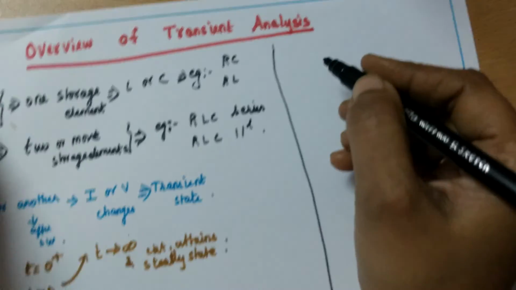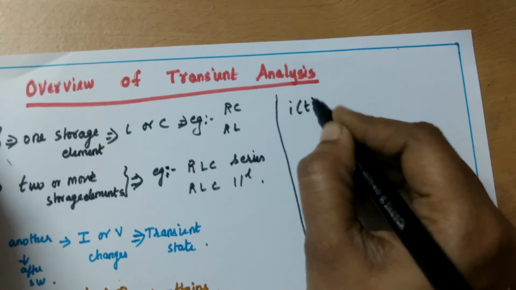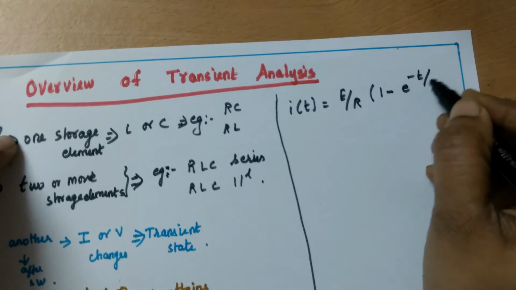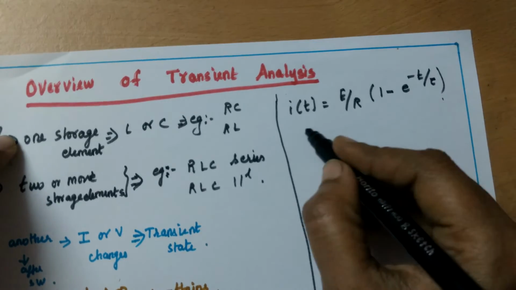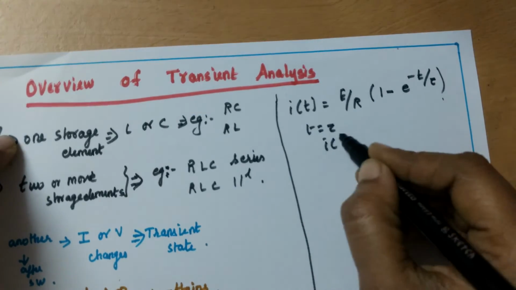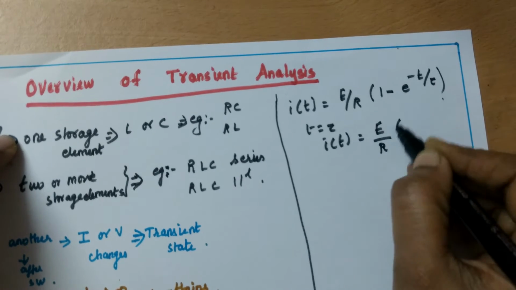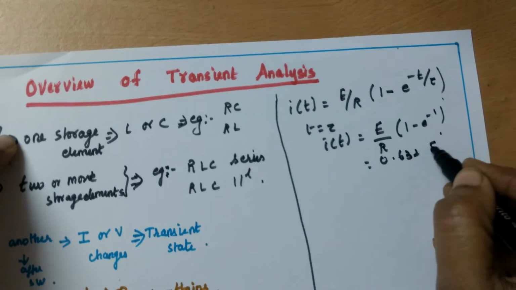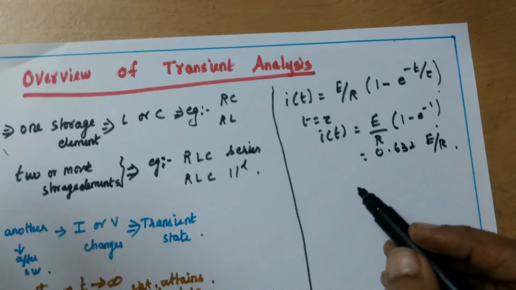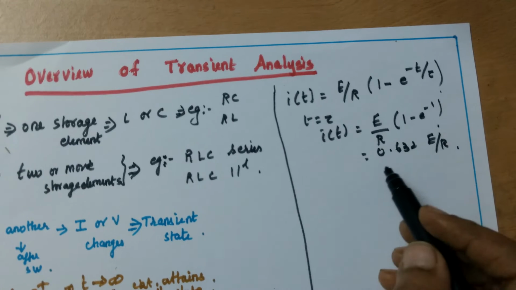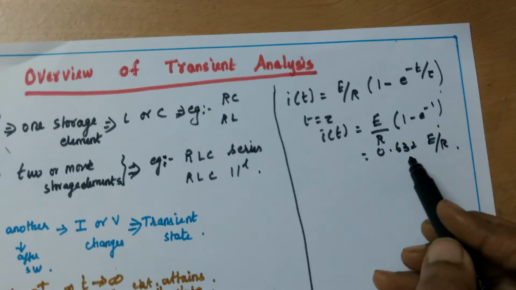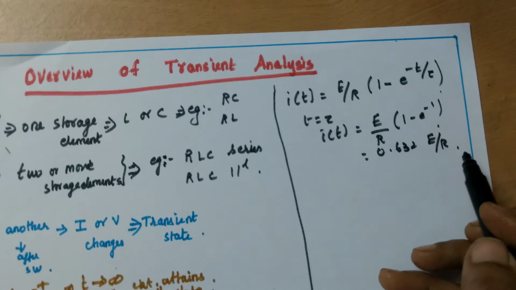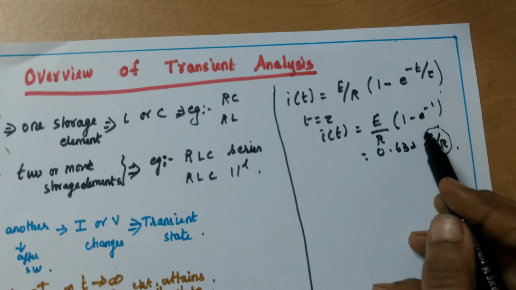So here I of t is E by R into 1 minus e power minus t by tau. So when t equal to tau, this current equation will be equal to E by R into 1 minus e power minus 1, that is equal to 0.63 E by R. That means the time constant can be defined as the time taken to reach at least 63.2% of the steady state value. Steady state value is nothing but E by R.